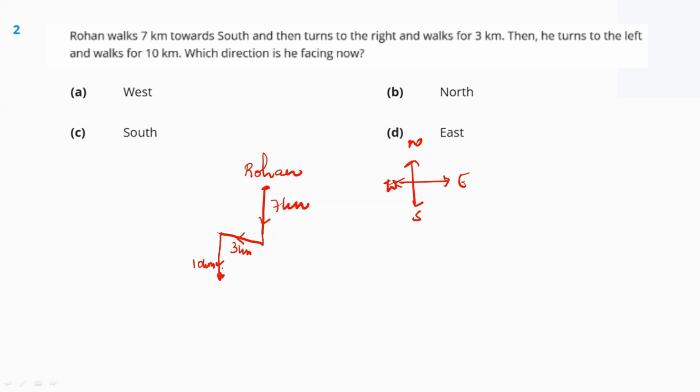So which direction is he facing now? He's facing definitely the south direction. So option number C is our correct answer.